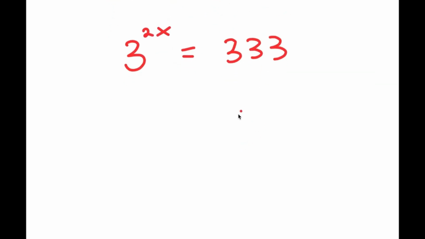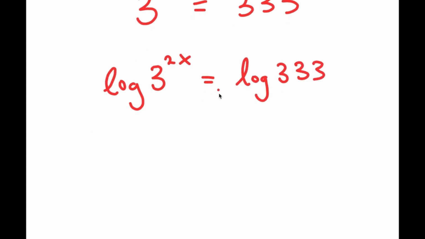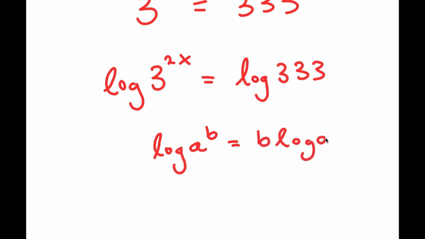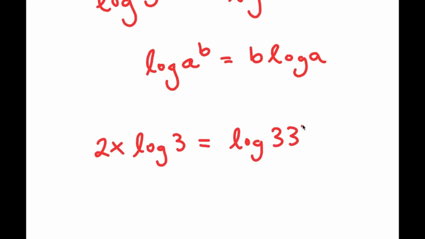Now what I'm going to bring into this equation are logarithms. And it's always useful to use logarithms when solving exponential equations because they're very helpful. And one of the reasons they're helpful is because they come with an important property that states that log a to the power of b is equal to b times log a. Meaning log 3 to the power of 2x, I can just move this 2x to the front. So I get 2x times log 3 is equal to log 333.